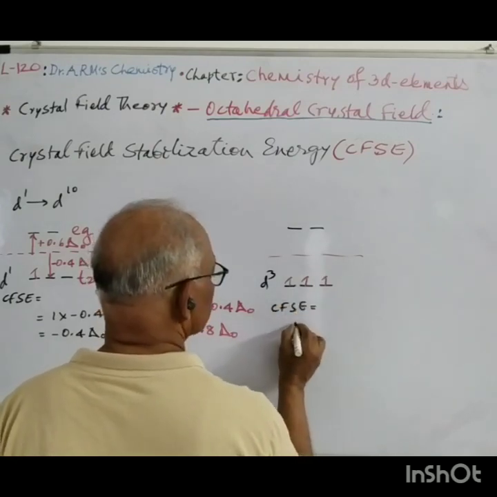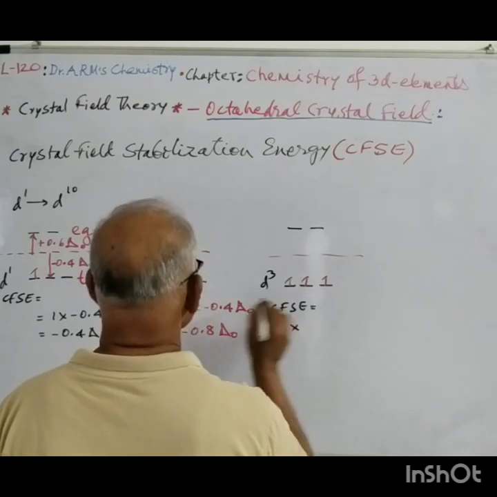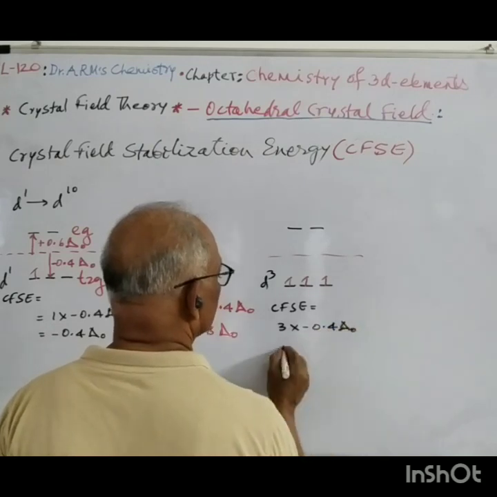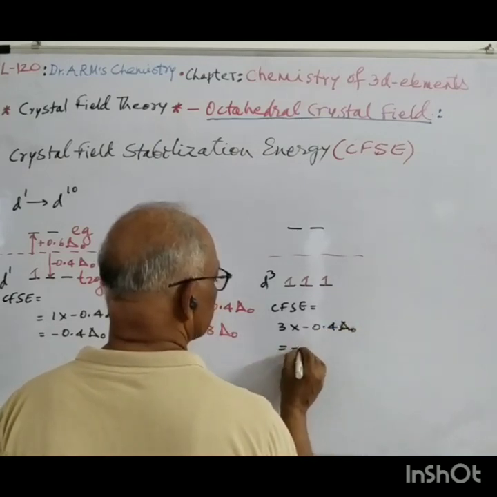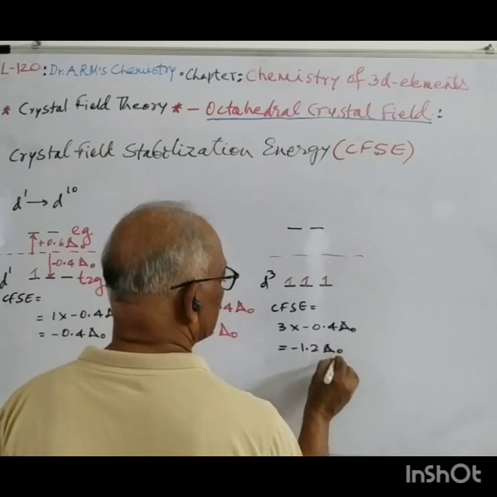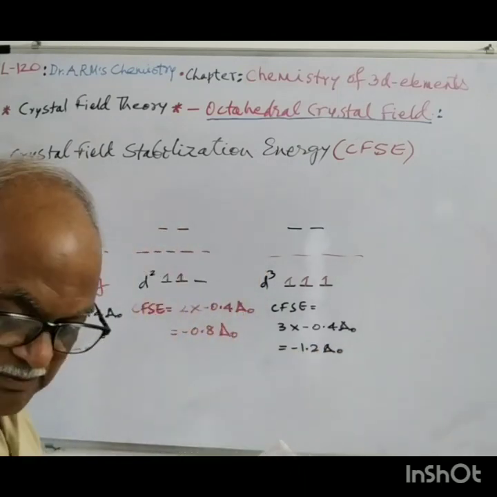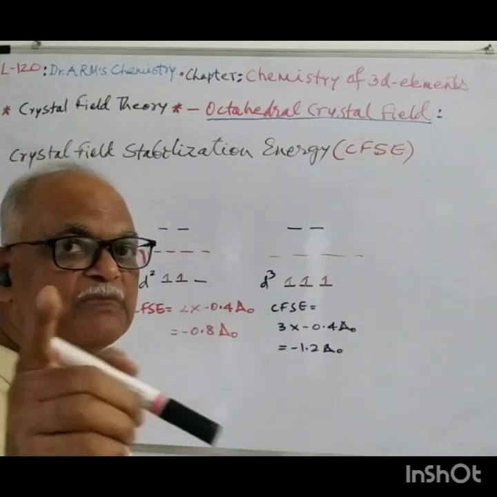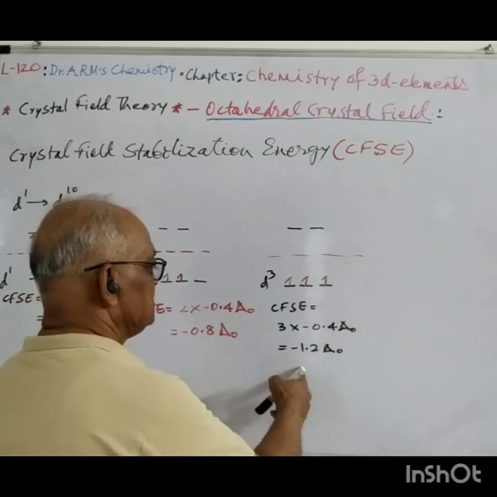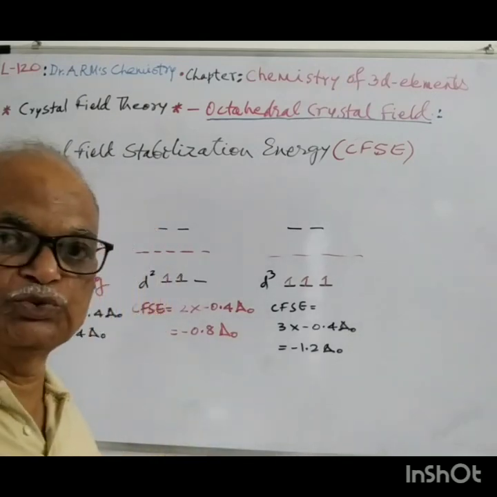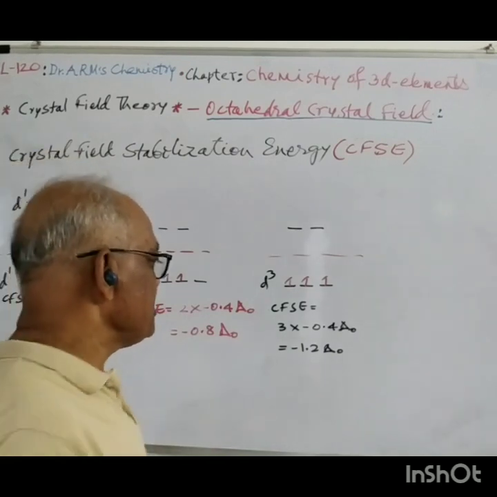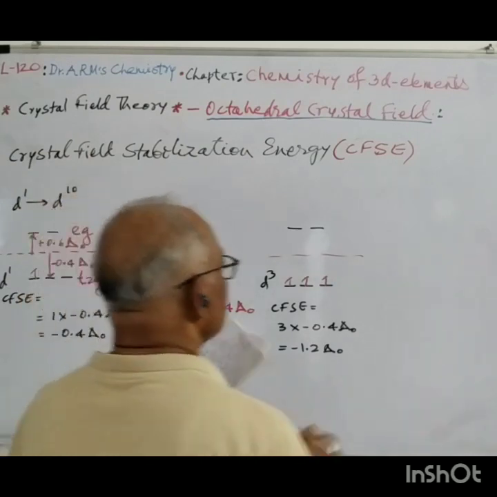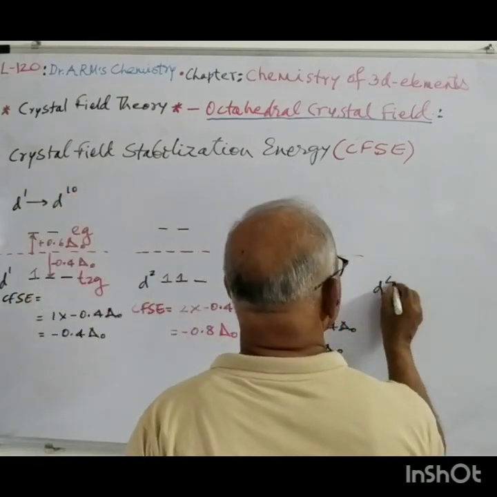That number of electrons, 3, into minus 0.4 delta O, gives minus 1.2 delta O. So you can find that with increasing number of electrons by 1, the CFSE also lowers, and it gives more stability to the complex. Now we will see the next d4 configuration.